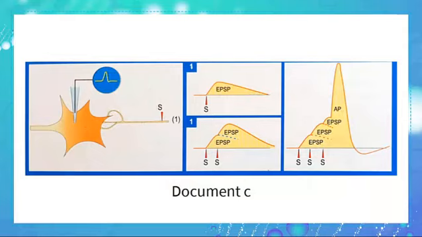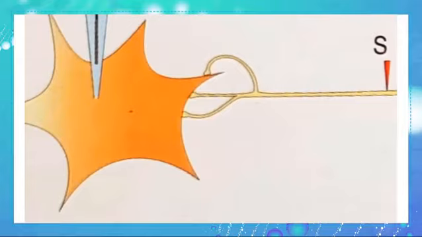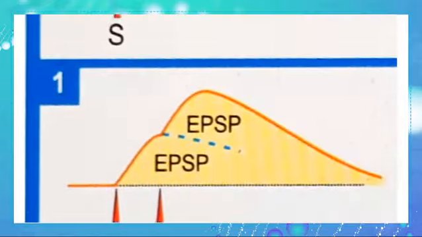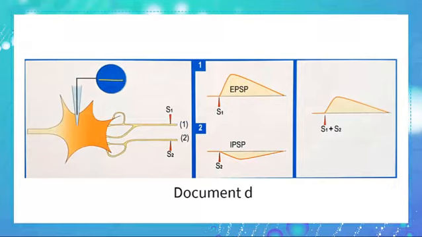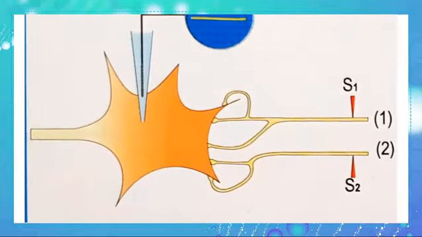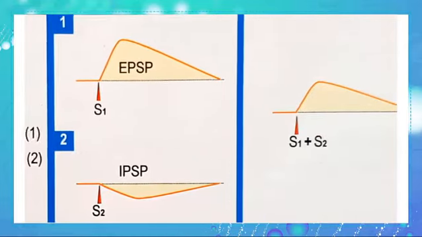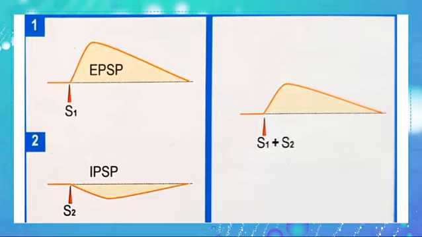Document C of your books shows the temporal summation of the EPSPs received from the same presynaptic fiber. Notice that an action potential is only generated when the summation exceeds the threshold. Document D shows the spatial summation of postsynaptic potentials received from 2 different fibers. Notice that in this case, the summation was not able to generate an action potential since it did not exceed the threshold of depolarization.